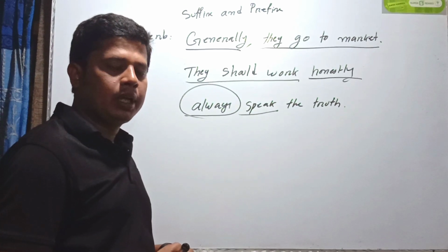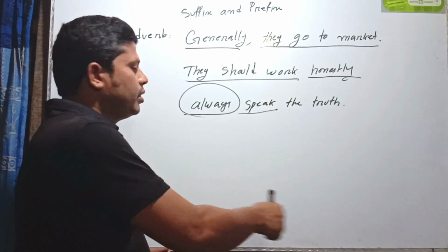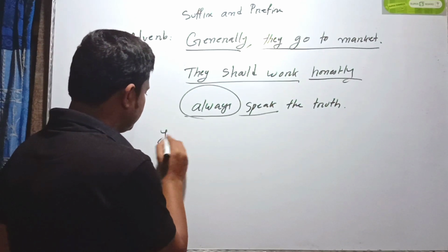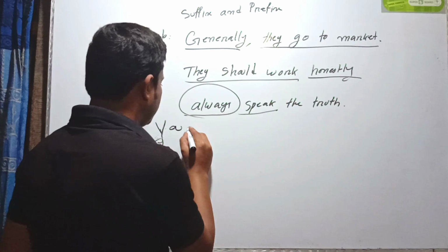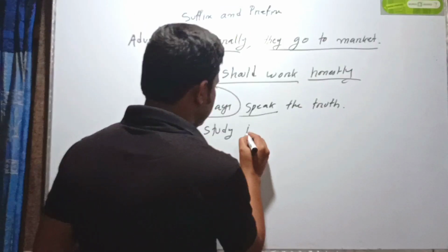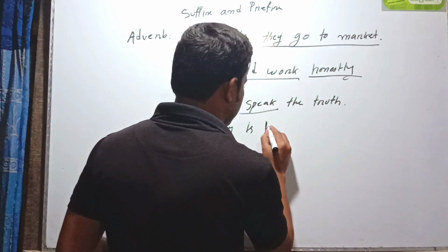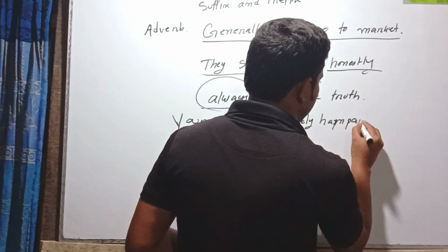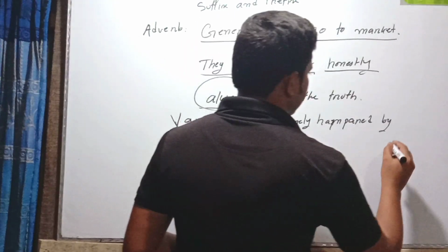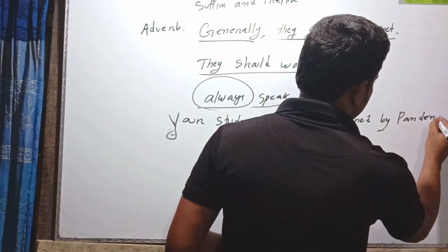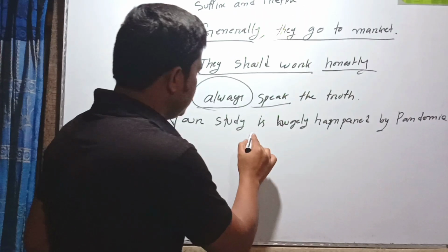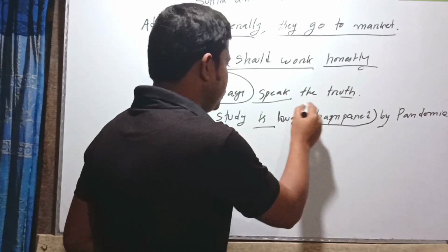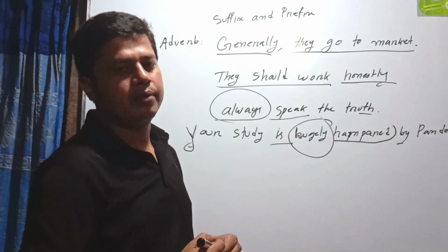An adverb can also sit between the main verb and auxiliary verb, such as your study is hugely hampered by pandemic. Here is is an auxiliary verb, hampered is the main verb, and hugely is an adverb.